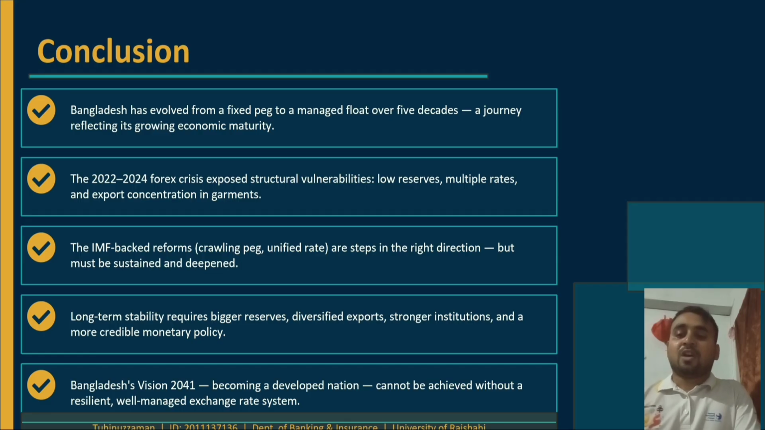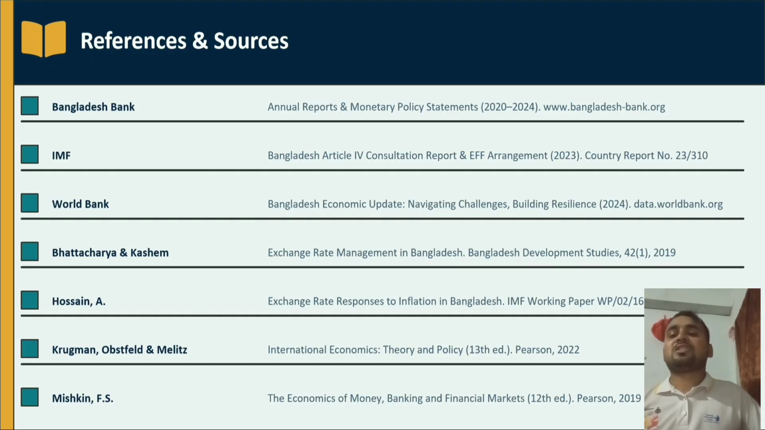Okay, so now we will see the references from which I have extracted the information. The information in this presentation is drawn from reliable academic and institutional sources, including Bangladesh Bank's annual reports, IMF Article IV consultation reports, World Bank data, etc. So those are the references and sources.